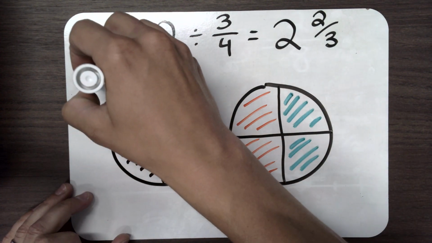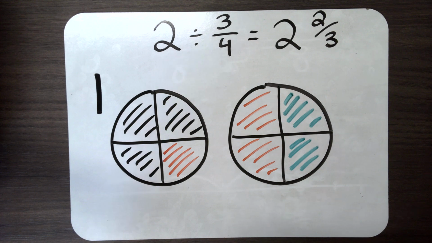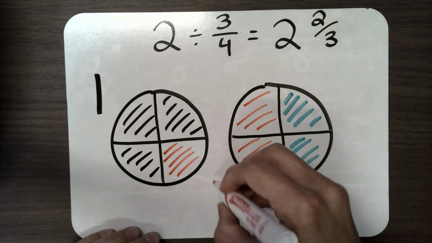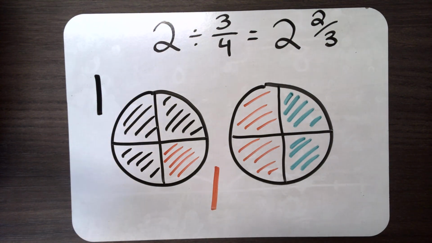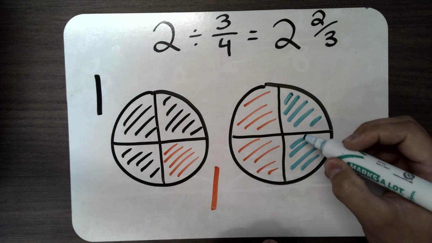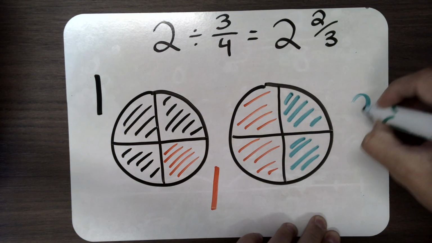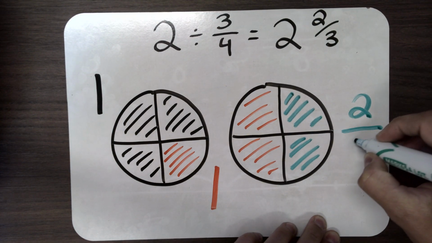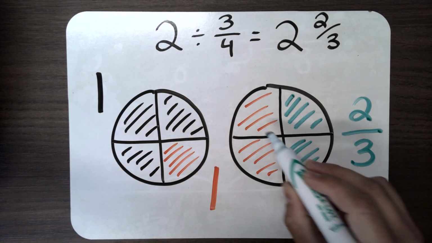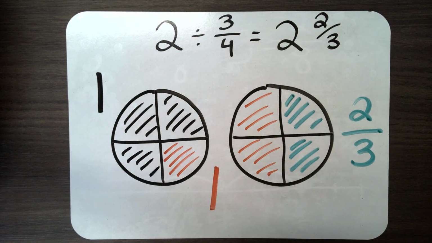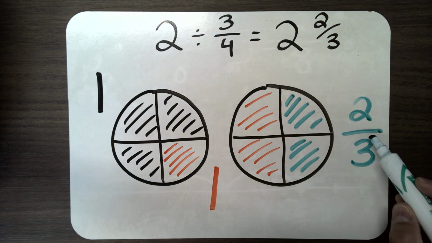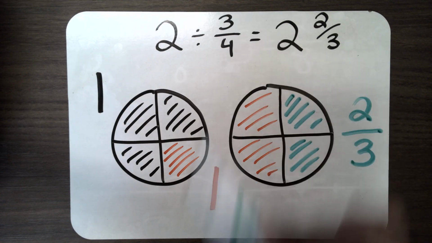So this black, that is one group. The red, that is one group. And then the green, I have 2 parts. I would need 3 parts to make a full group with the size of 3 fourths. So that is my 2/3 of a group with the size of 3 fourths.